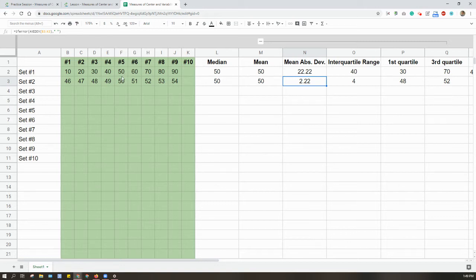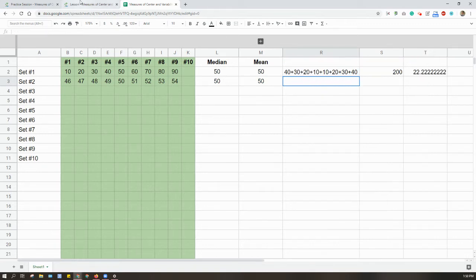So if we look at these two data sets, maybe their mean and medians are the same, but their mean absolute deviations are very different. The mean absolute deviation for set number 1 is 10 times the mean absolute deviation for set number 2. So if we're looking at these numbers, we can tell that set number 2 is a lot closer together than set number 1 because the mean absolute deviation is a lot smaller.